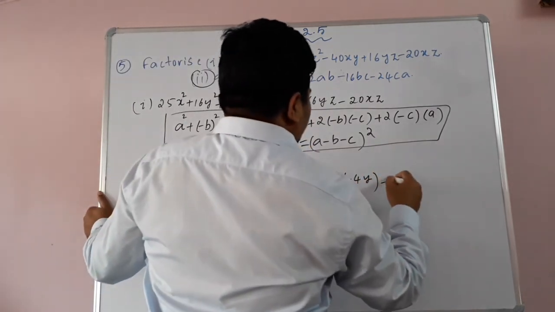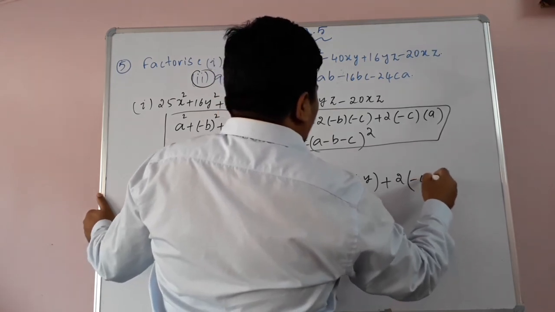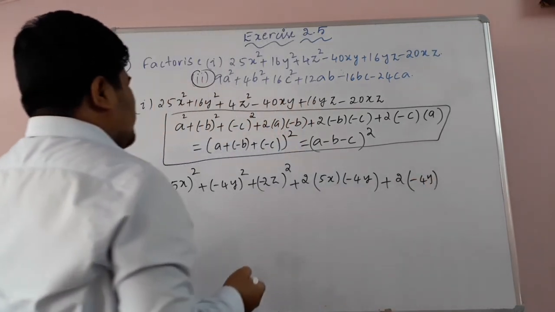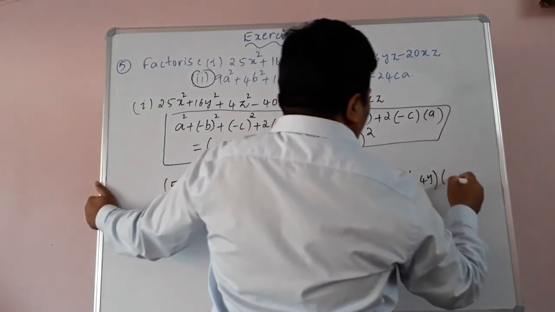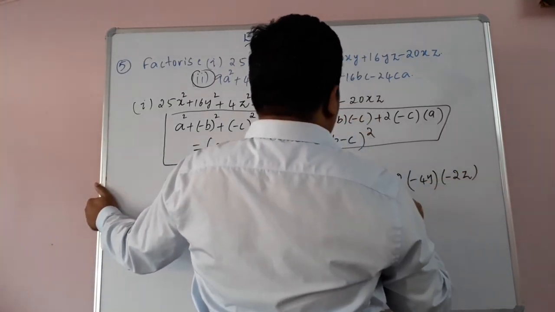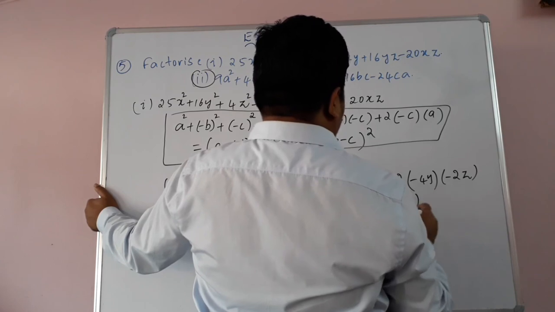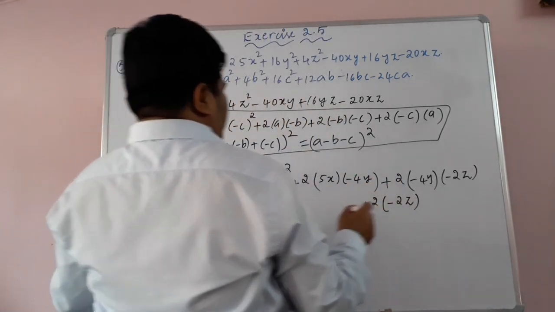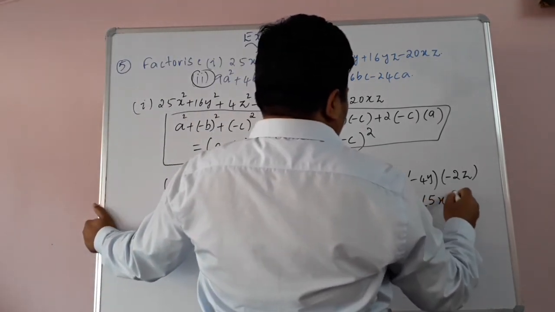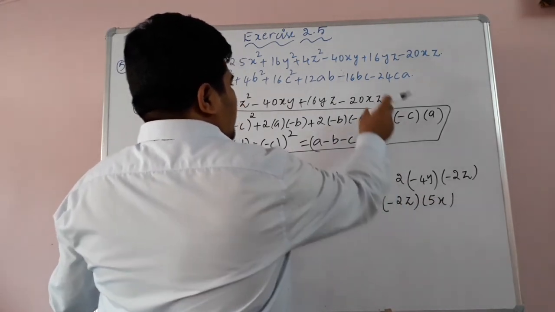So 2 into minus b. So 2 into negative 4y into negative 2z. Okay, plus 2 into minus c positive a into 5x. See, 2 into minus 2 is minus 4, minus 4 into 5 is minus 20, x into z, xz.